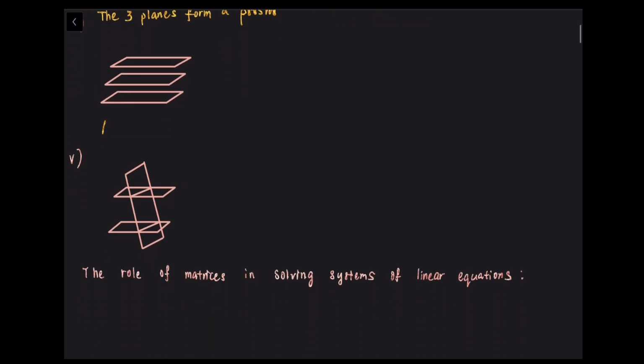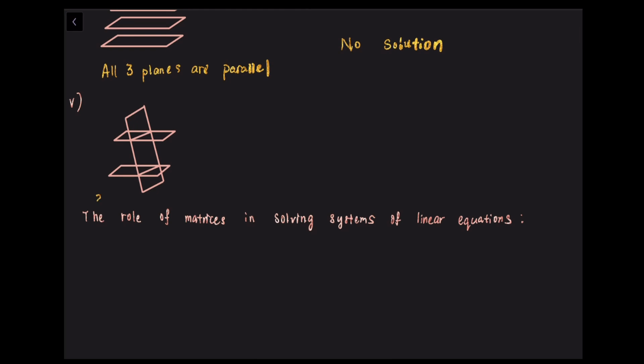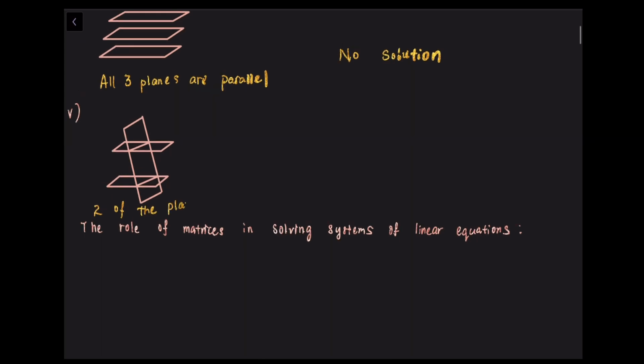So in this fourth scenario, all 3 planes are parallel to each other. Hence, there is no solution in this case. And in this last example, 2 of the planes are parallel to each other. So again, there is no solution in this example as well. Note that in the latter 3 cases, the equations are said to be inconsistent.